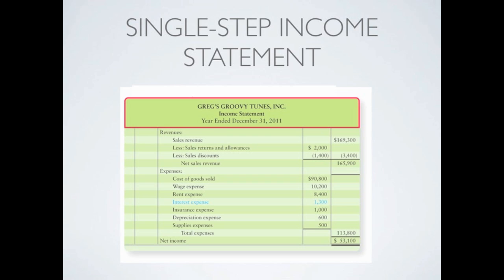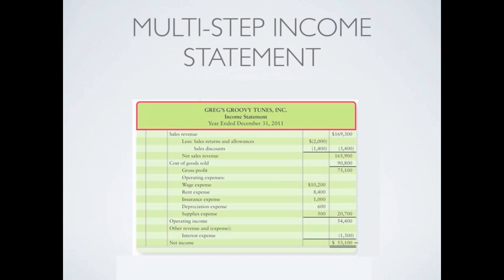Now some companies will use a more detailed income statement called a multi-step income statement. Now here, the revenue section is just the same. Sales revenue less the contra accounts gives me net sales revenue. From net sales revenue, we'll actually subtract cost of goods sold, because that, again, as we mentioned earlier, that's typically a business's largest expense. And subtracting that from our net sales, we'll get what's called gross profit.